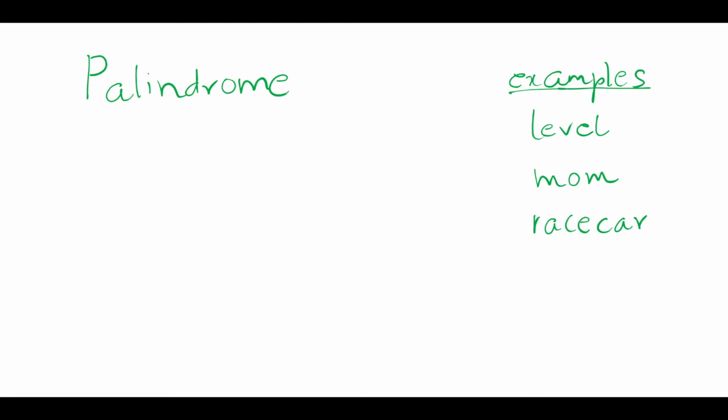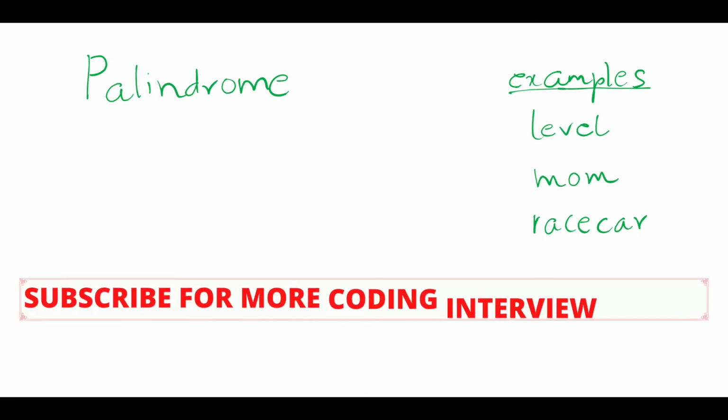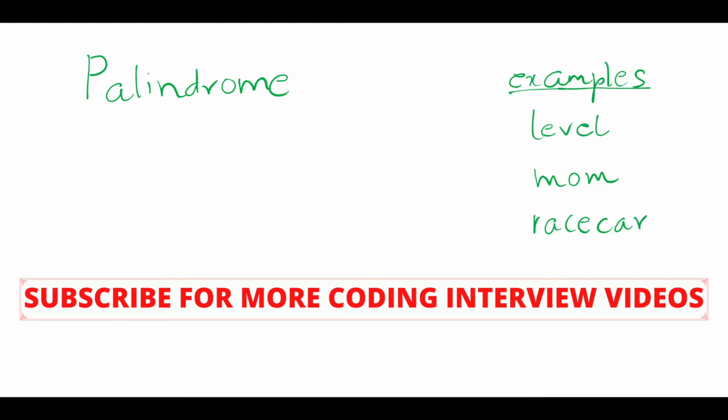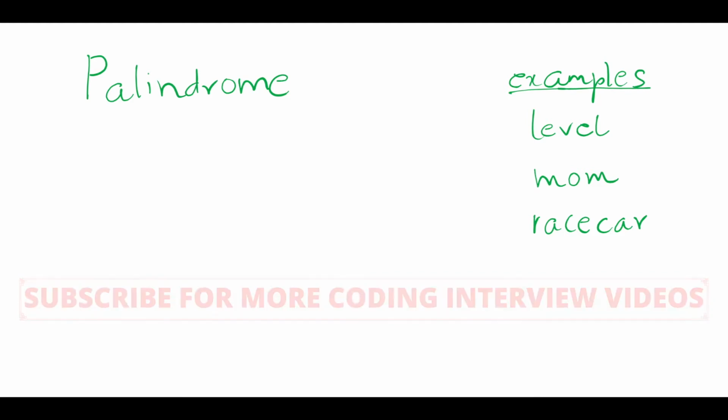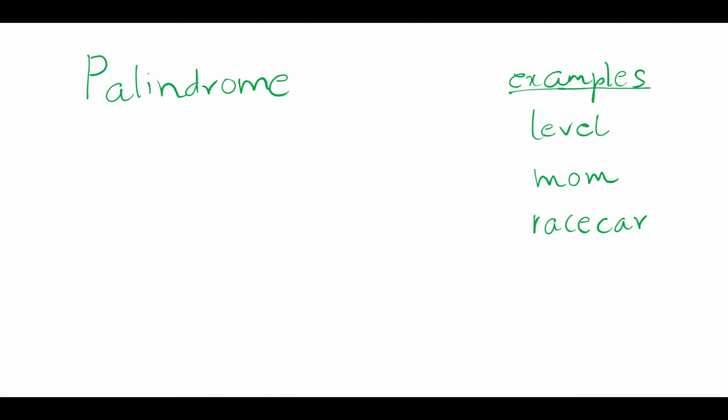In this video, we'll learn how to write a function that takes a string and returns true if the string is a palindrome and returns false if it isn't. A palindrome is a word or a phrase or a sequence of characters that reads the same backwards as forwards. A few examples of palindromes are words such as level, mom, and racecar.